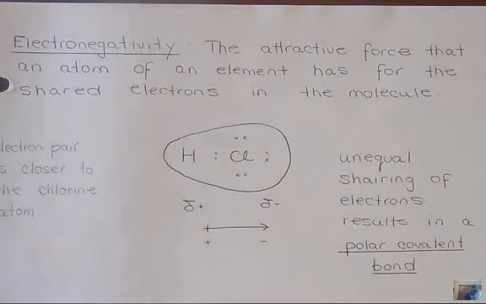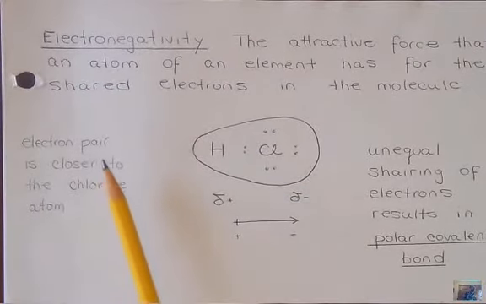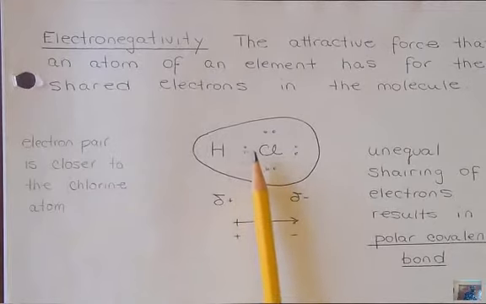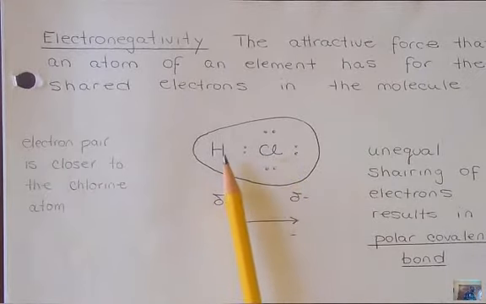Electronegativity is the attractive force that an atom of an element has for the shared electrons in a molecule. When you think about the bond between H and Cl, the electron pairs are actually closer to the chlorine atom. The chlorine atom is a hog. These two electrons in the shared pair are not shared equally. They spend most of their time closer to the chlorine. The chlorine is not such a nice element compared to hydrogen, right?